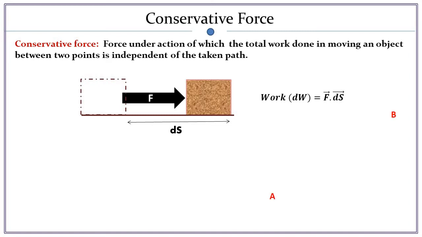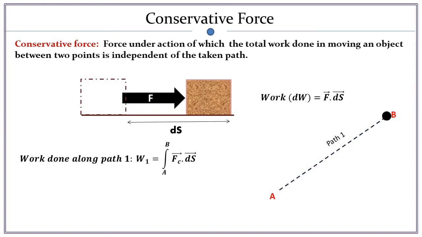Let's assume two points A and B and there is an object. Now let's assume that this object is under the action of a force Fc and you want to move this object from point A to point B along this path 1. Now what is the work done? The work done is equal to the integration over A to B of Fc ds. If you apply a force Fc and the displacement is ds, then the work done will be Fc ds. So for this complete path from A to B, it will be the integration over A to B, and it will be along path 1.